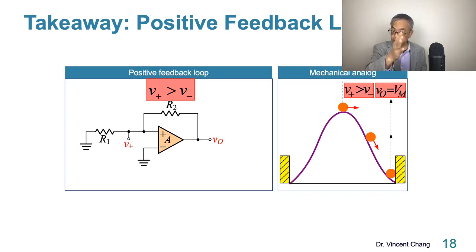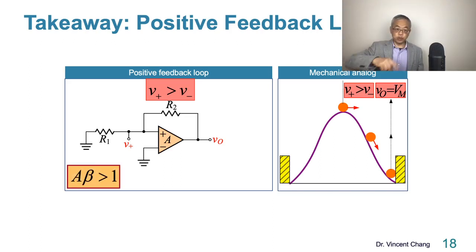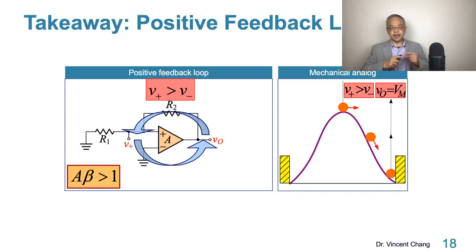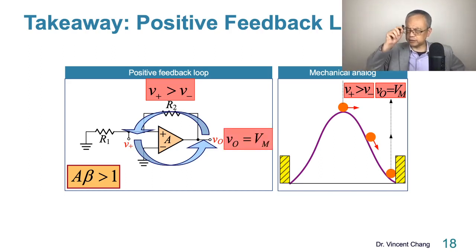When you see the positive feedback loop, and V positive is higher than V negative, then what? Under the assumption that the loop gain is greater than 1, you will initiate the positive feedback. The regenerative process will be activated, and then cause the output voltage to reach the positive saturation voltage, just as the physical analogy tells you. V positive is higher than V negative, a little bit of tendency to move toward the right, then you can never go back. You will reach one side of the hill.